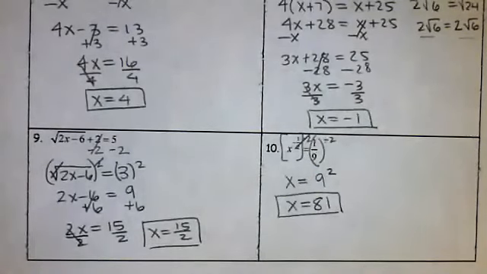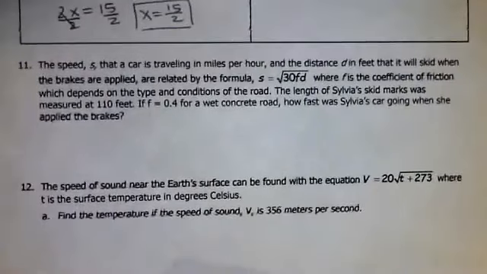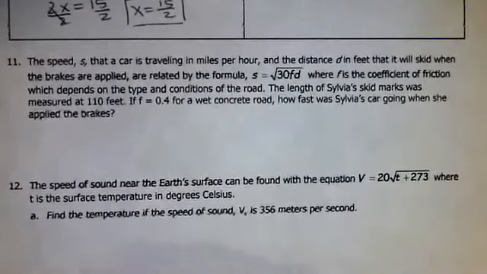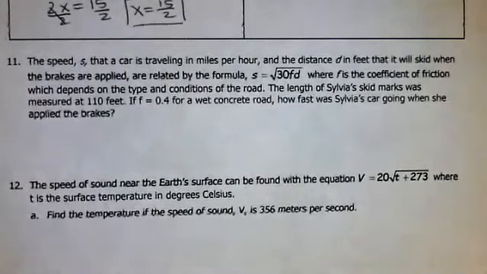All right, we are going to look at a couple word problems. Luckily, the word problems with radicals are pretty easy. It's using that same type of solution. It says the speed s that a car is traveling in miles per hour and the distance d in feet that it will skid when the brakes are applied are related by the formula s equals the square root of 30 times f times d. F is the coefficient of friction, which depends on the type and conditions of the road. The length of Sylvia's skid marks was measured at 110 feet. If F equals 0.4 for a wet concrete road, how fast was Sylvia's car going when she applied the brakes?